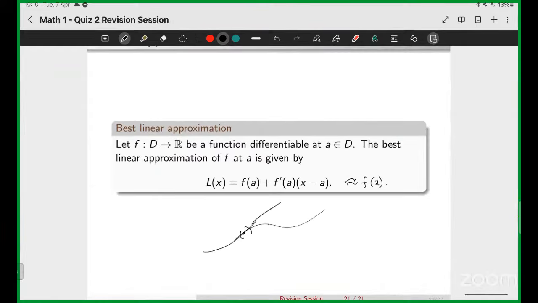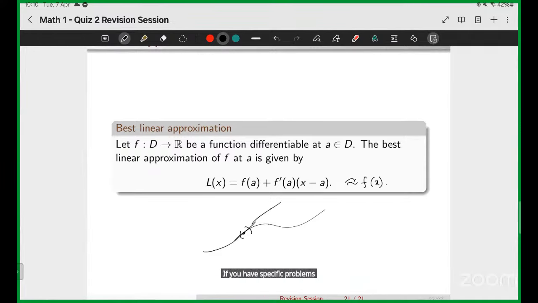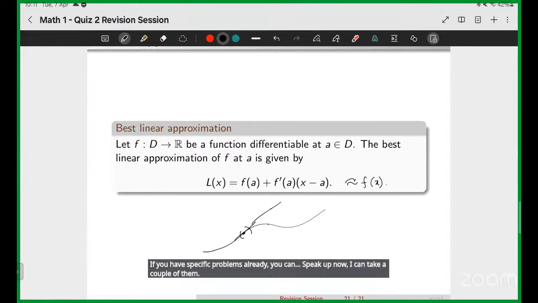That brings us to the end, and we have already overshot. So problems, you can take it up in the TA session, or you can put it up on discourse. We'll discuss there. If you have specific problems already, you can speak up now. I can take a couple of them. Otherwise, we'll wrap it.